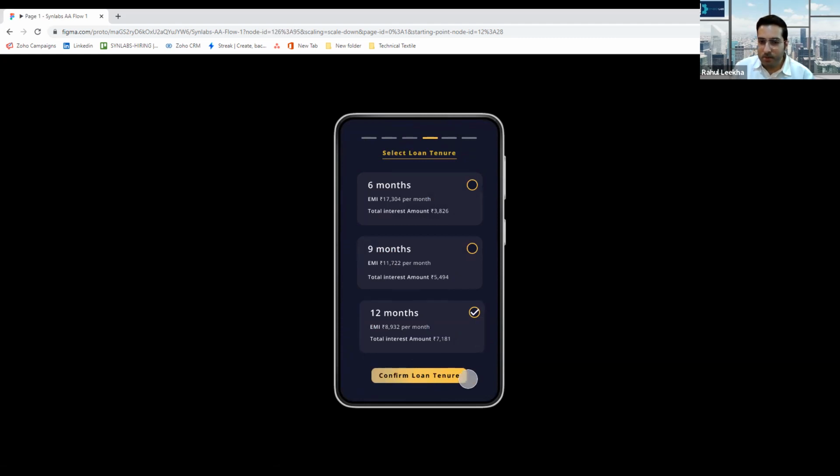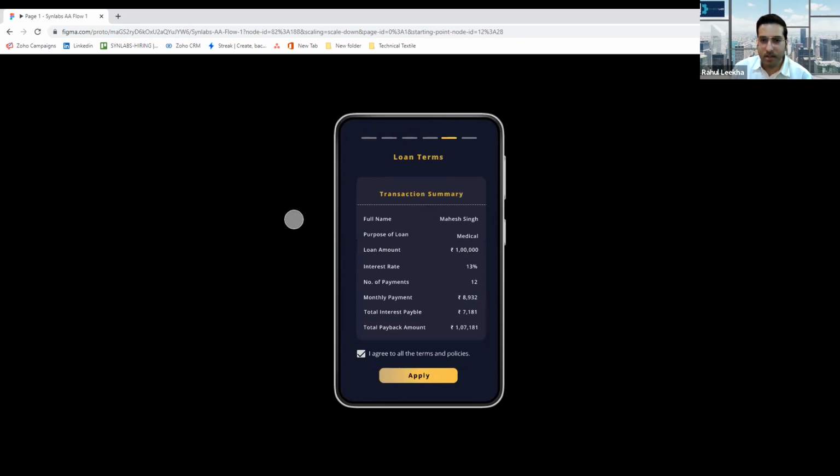Here we can use the LSP OCAN framework to look at what options can be availed. And here they can get a transaction summary: what is the interest rate, the number of payments, the monthly payment.